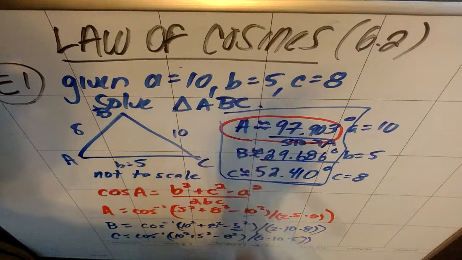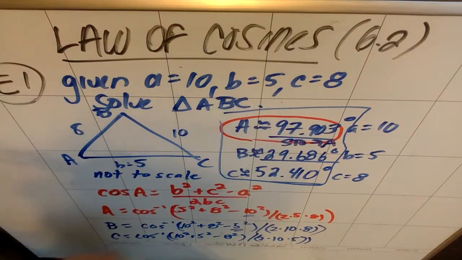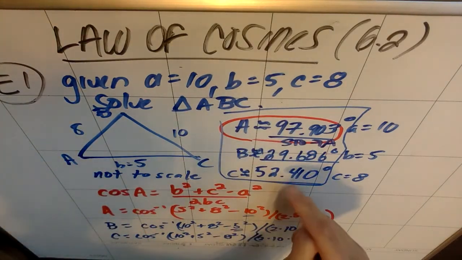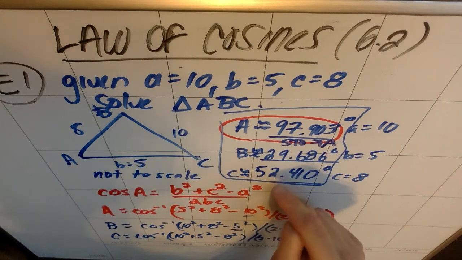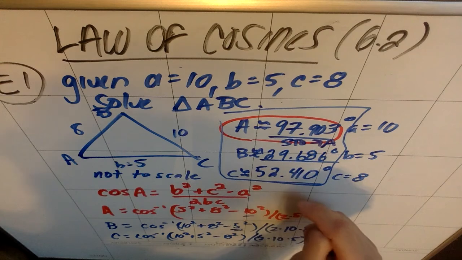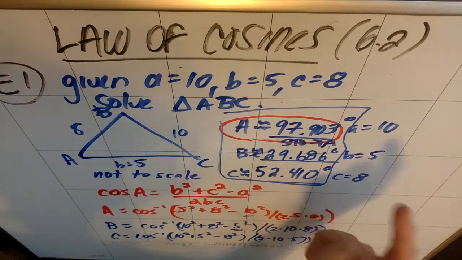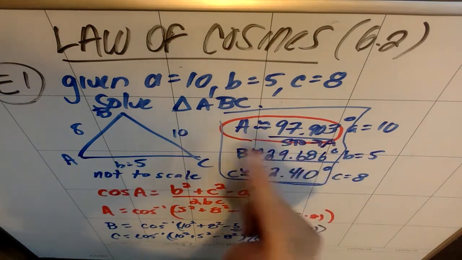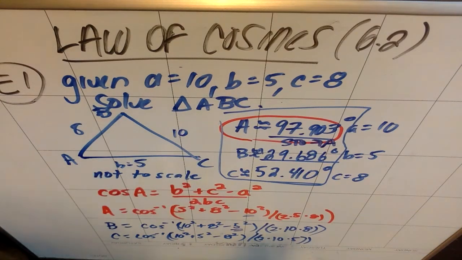It is worth a quick double check that those things add up to 180, but you can see by visual inspection that this is just a little bit over 70, 81. Yep, that's a little bit over 80, and that's a little bit under 100. Hey, there's your 180.